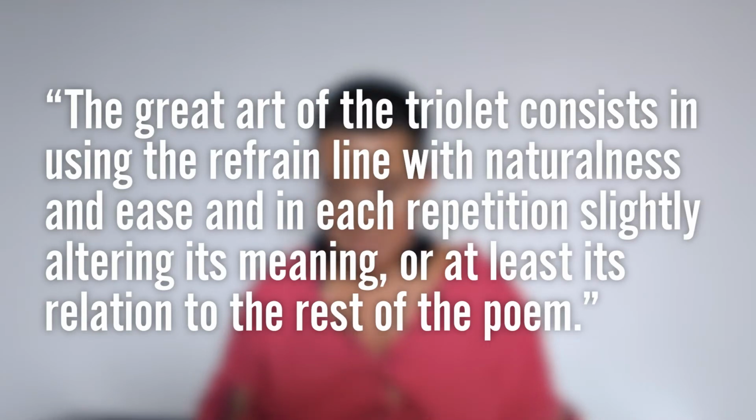And the triolet refers to the repeating of the capital A, because that is repeated 3 times throughout the poem. According to Encyclopedia Britannica, they said that the great art of the triolet consists in using the refrain line with naturalness and ease in each repetition, or at least in relation to the rest of the poem. And generally, it is used to write light and humorous verse. So that's a triolet. Let me tell you a little bit about the history of it, which I think will help us sort of understand the form a little more.